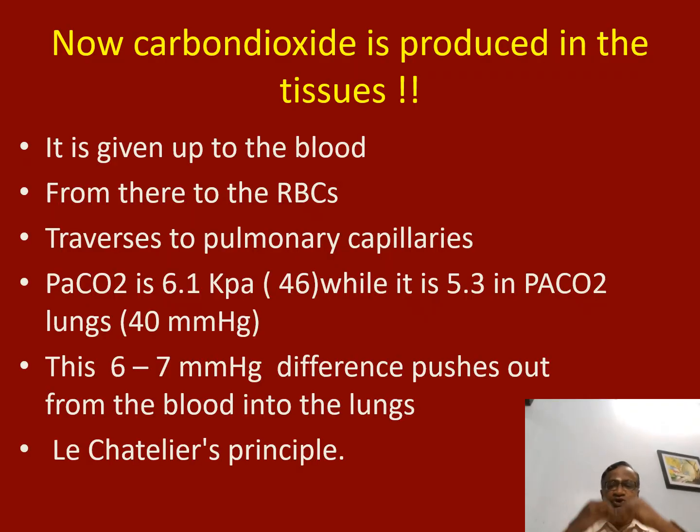Now carbon dioxide is produced in the tissues. From there it goes to the RBCs. It traverses the pulmonary arteries from 45 to 40. This pushes the blood from the lungs. Le Chatelier's principle: what does Le Chatelier's principle mean? If there is a difference between the concentration of two things, it changes into some compound so that it is diffusible. That is what is called Le Chatelier's principle.